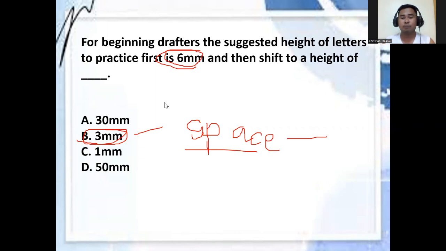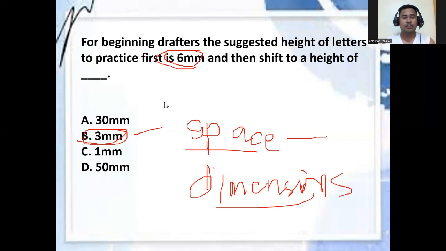And what part of the drawing do we put letters on? That is the dimensions. Usually, it is applicable to the dimensions. So usually 3 mm is our measurement there. That would be 3 mm letter B.